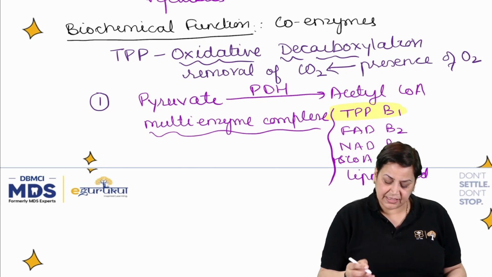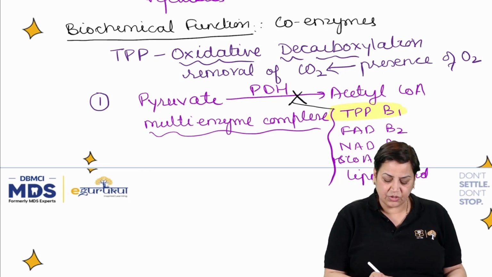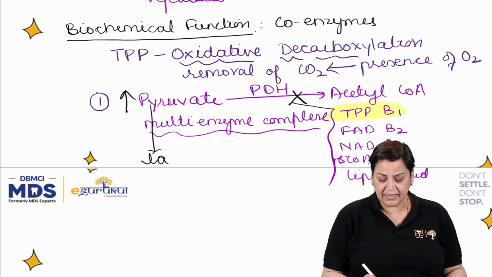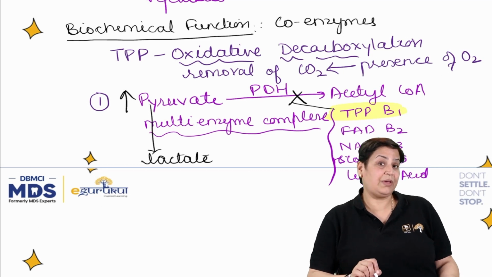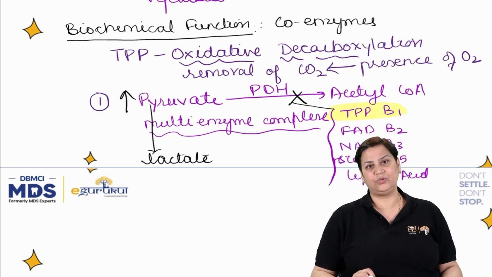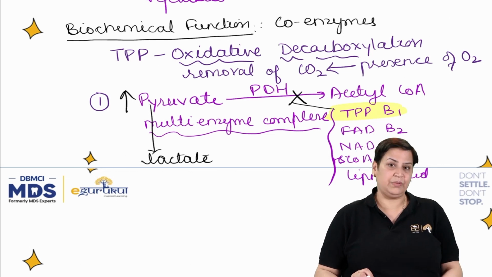And what happens is, if this TPP is absent, it will lead to accumulation of pyruvate, which will be diverted to form lactate. So we can say that deficiency of B1 will lead to lactic acidosis. This is one of the very important clinical implications of TPP.